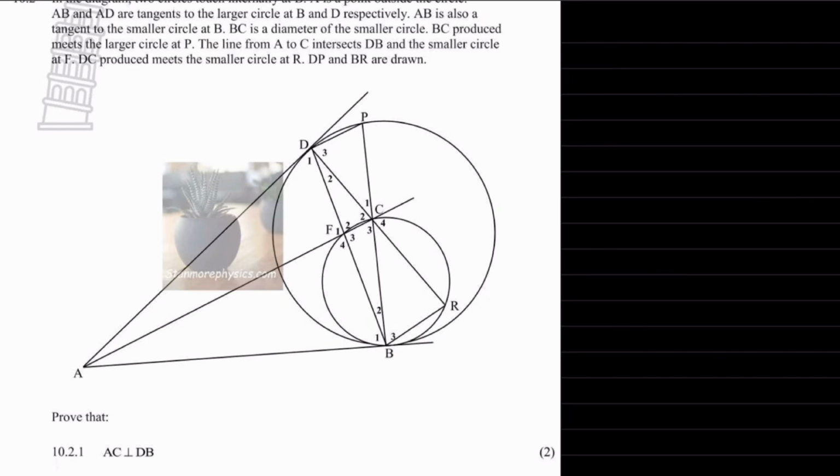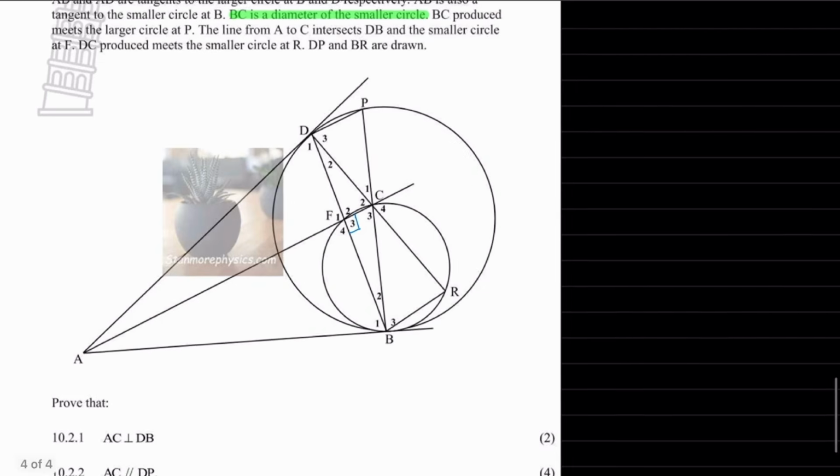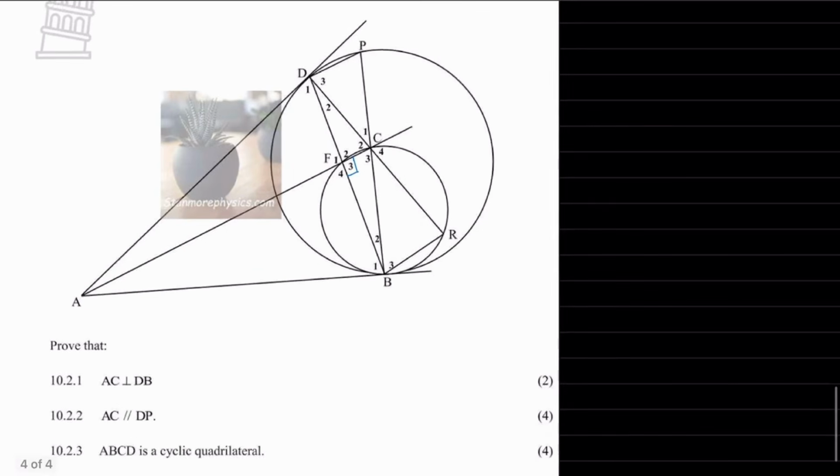Question 10.2.1 reads, prove that AC is perpendicular to DB. Now, we've been told that BC is the diameter of a small circle. So this line right here is the diameter. So since it's a diameter, it means that this angle right here is going to be 90 degrees. So since it's 90 degrees, it means that those lines are going to be perpendicular. Okay?